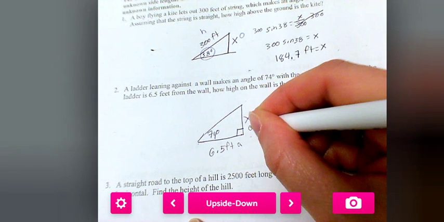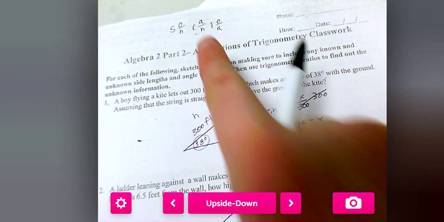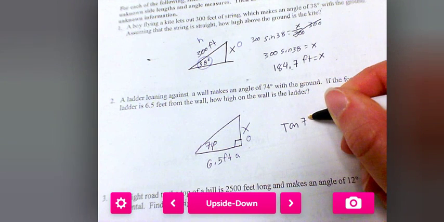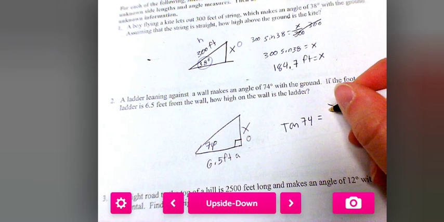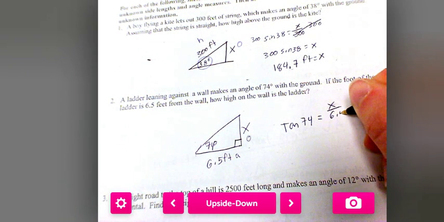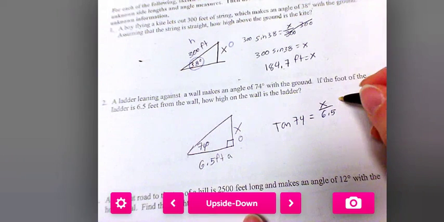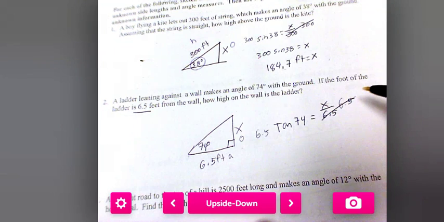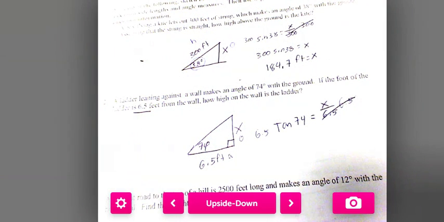So now if I look at SOHCAHTOA, I know I use tan. So that's tan of 74 equals the opposite over the adjacent, 6.5. I multiply both sides by 6.5, so 6.5 goes right here in our equation. So I put that in my calculator. I put 6.5, I hit the trig button, which is right next to number 7, I hit tan, I hit 74, and I get 22.